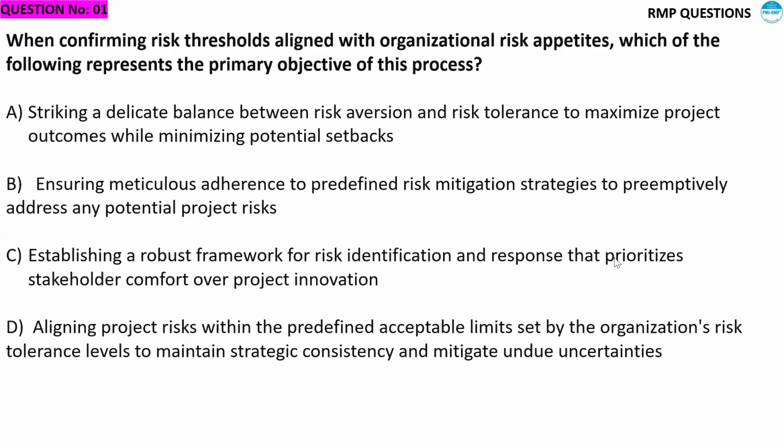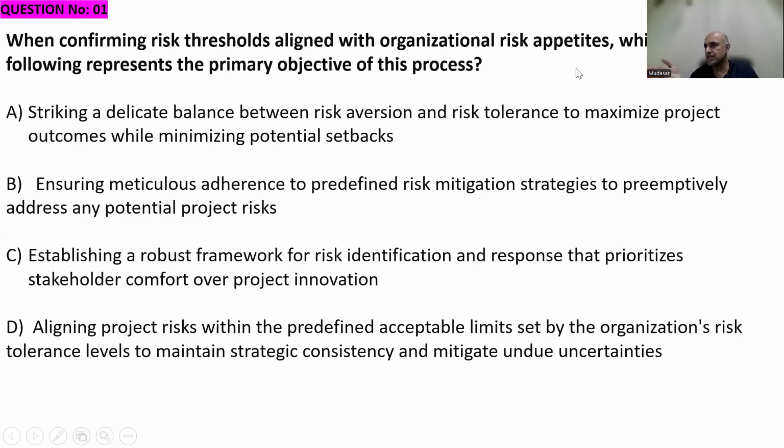Sir, because confirming risk thresholds are there to identify to the team and the project manager how much risk the organization can accept, and each organization has a different threshold. Some organizations are risk averse, some organizations are risk takers, just like all of us. So this option aligns more with the concept because it's saying predefined acceptable limits set by the organization's risk tolerance levels. Tolerance aligns with the threshold. It tells you how much I'm willing to accept about the risk. Good.